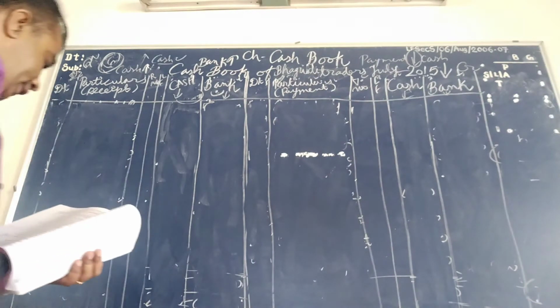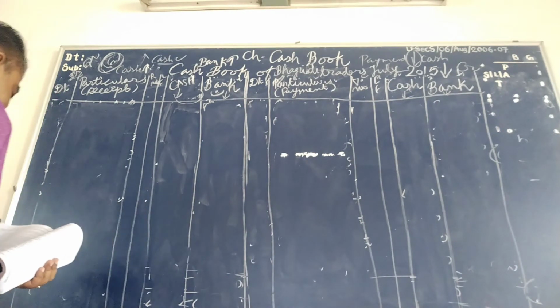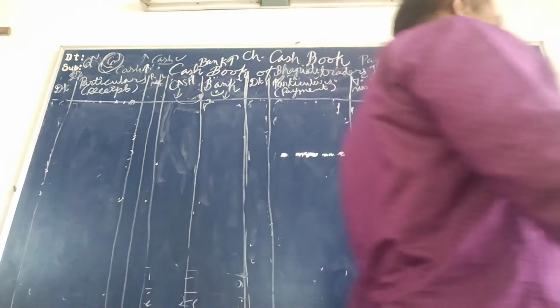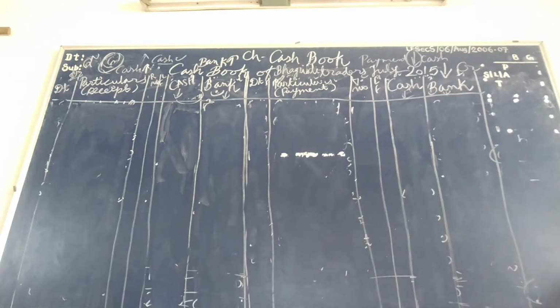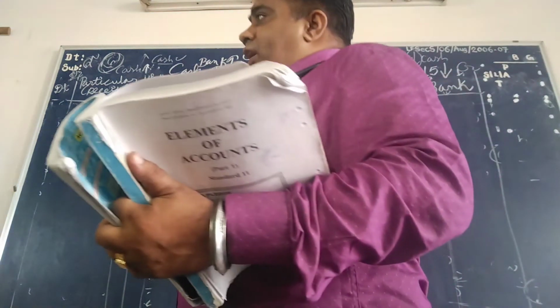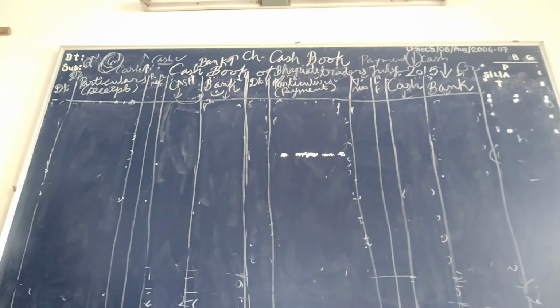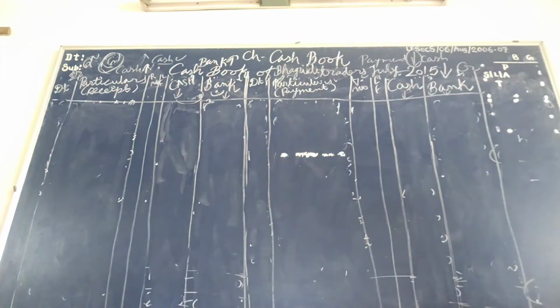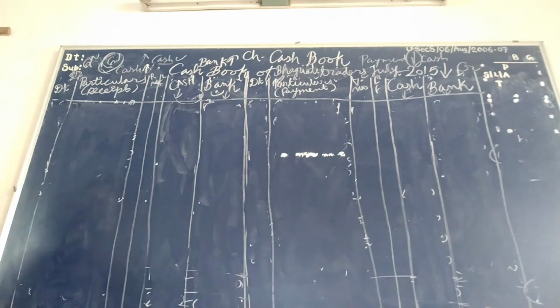On 1st July, opening cash balance is 5,000 and opening bank overdraft. Okay, here the first transaction for you, bank overdraft. It is not the bank balance. If it was a bank balance, we would write it on the debit side of the cash book. But it is a bank overdraft, which means the bank has given us rupees 1,500 on our credit. So bank overdraft will be credited in the cash book itself.